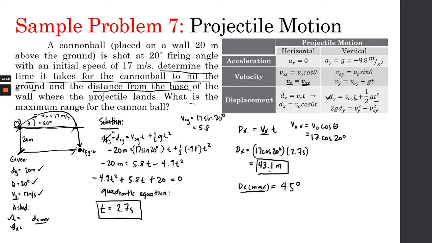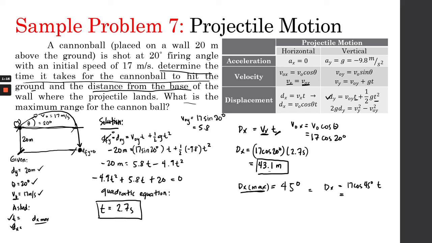So, in order kasi na makuha yung dx mo, you need time. And you can only get the time by finding the time using the vertical equation. Kasi makukuha mo lang yung time using the y-axis, not the horizontal axis. So, let's find the time first. So yung dx max is actually equal to basically 17 cosine 45 degrees multiplied by time. Wala pa tayong time. So let's solve for time. So to solve for time, I basically have to do this same equation here.